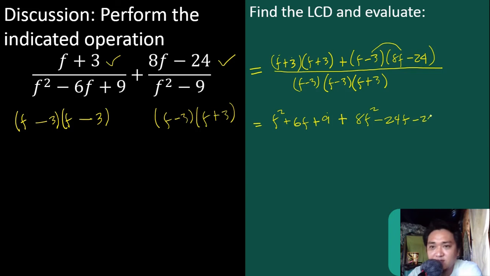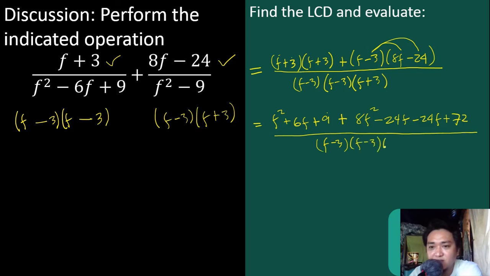Negative 24f. And then this, positive. So 24 times 3, that would be 72. Okay. So we have here positive 72 all over f minus 3 times f minus 3 times f plus 3.